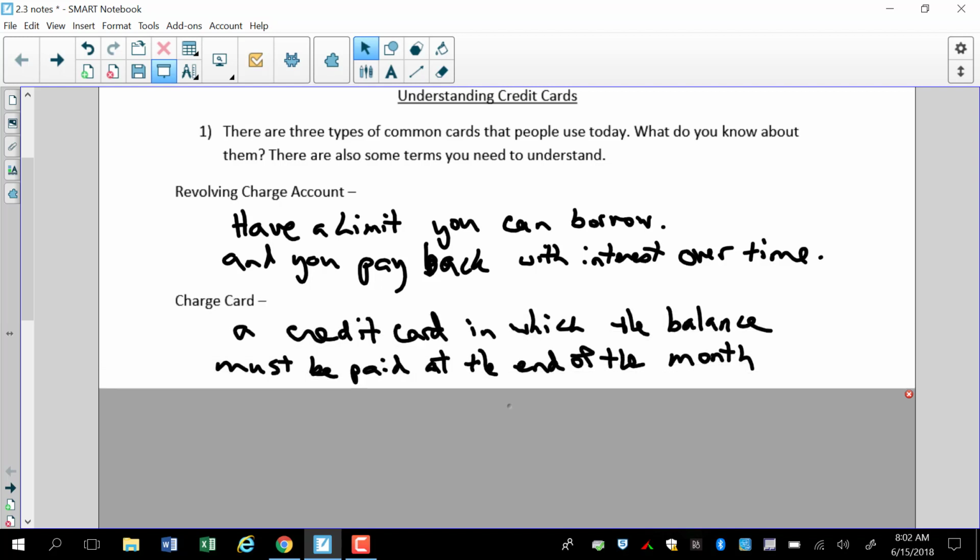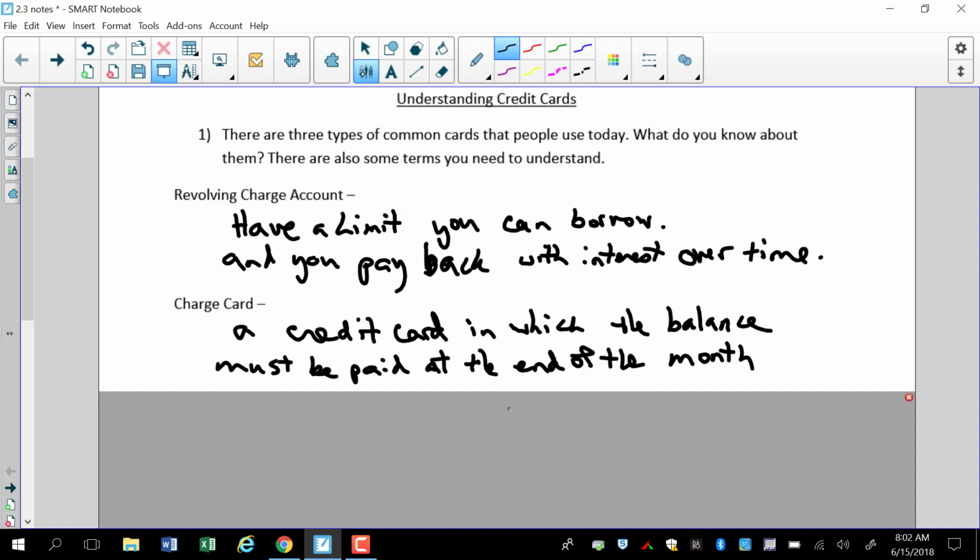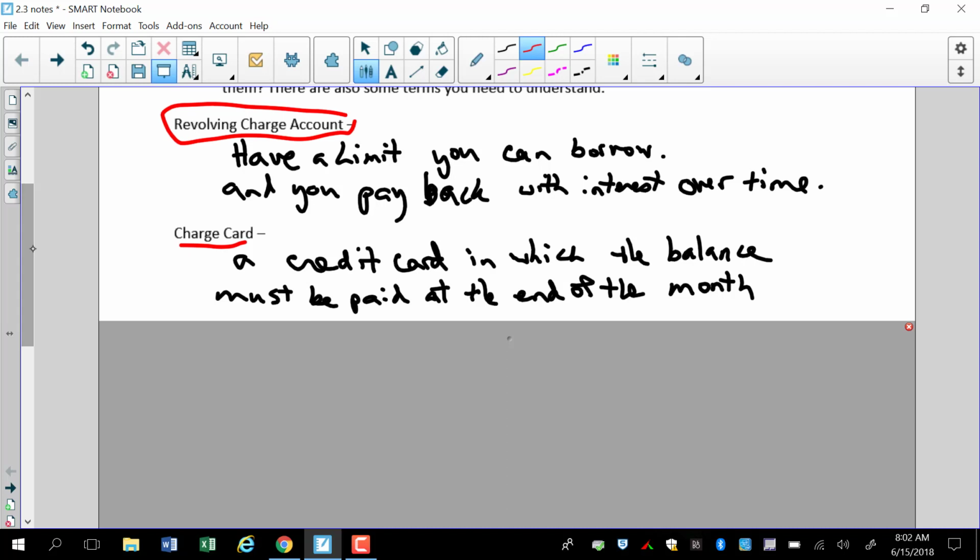You also have a thing called a charge card. A charge card is something that a lot of businesses will use where they'll give a charge card to an employee, and that employee is allowed to use a certain amount of money within that month, and it needs to be paid back at the end of the month. Otherwise, you do not get a new balance, and the card won't work. Where a revolving charge account will work under really any circumstance as long as you don't go over your limit. A charge card is something that you have to pay off that monthly balance. Otherwise, it'll be locked and you won't be able to use that card.